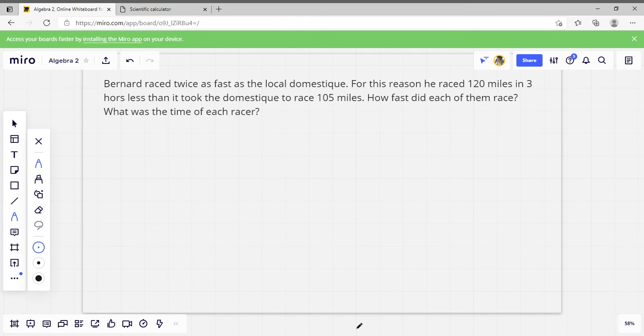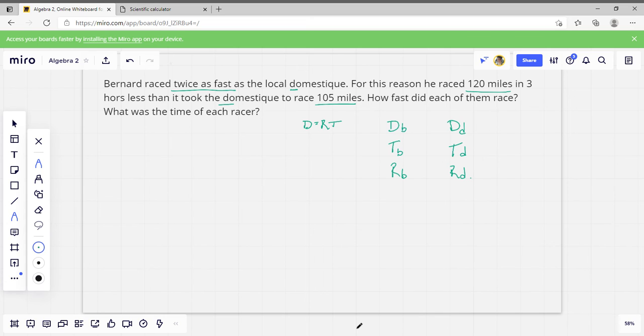Use this guy. Bernard raced twice as fast as the local, we're just going to call that D. For this reason, he raced 120 miles in 3 hours less than it took D to race 105 miles. So we're going to have distance equals rate times time. We're going to have the distance of B, time of B, rate of B. And then we're going to have distance of D, time D, rate D.